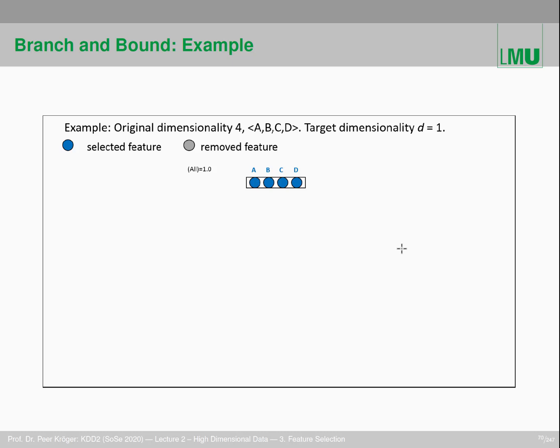So here's an example. Let's assume that we want to maximize J. We start off with a 4-dimensional feature space, and we want to find the best one-dimensional feature, which is a little trivial because we will just evaluate each on its own. But anyway, we just want to see how this top-down approach works here. So target dimensionality is 1. And we start off, of course, with a 4-dimensional original feature space having features A, B, C, D.